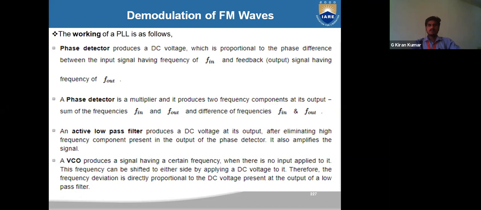After amplifying, a VCO produces a signal having a certain frequency when there is no input applied to it. This frequency can be shifted to either side by applying a DC voltage, plus or minus, and that can be given to the phase detector to identify the phase difference between input and output. Here it produces the frequency deviation, and then it passes through the low pass filter.